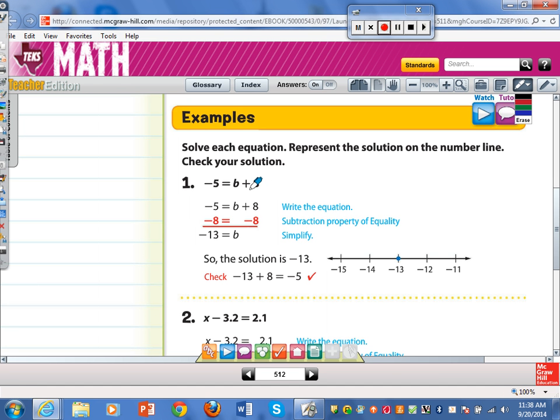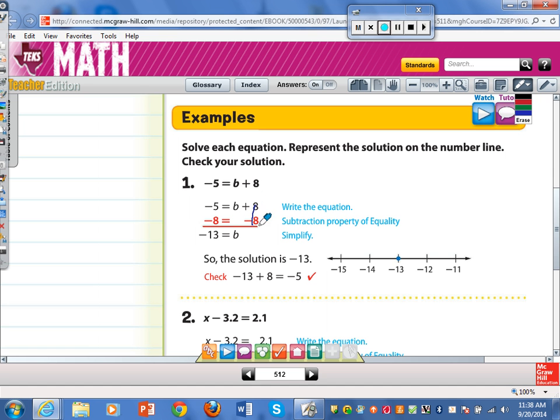In this case, you can use the subtraction property of equality to isolate the variable. Since they're adding 8, you subtract 8 from both sides by using the subtraction property of equality. So in this case, the 8 minus 8 becomes a 0 pair, which creates a 0.